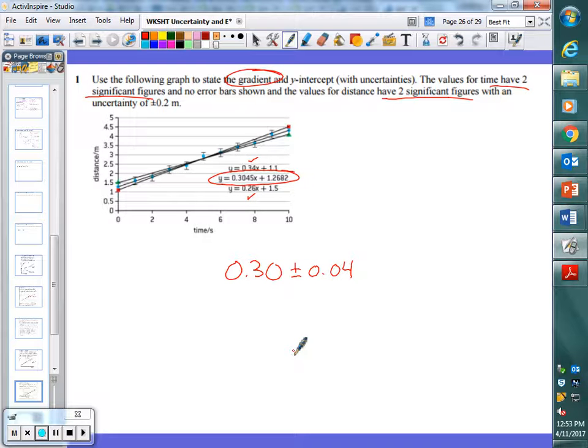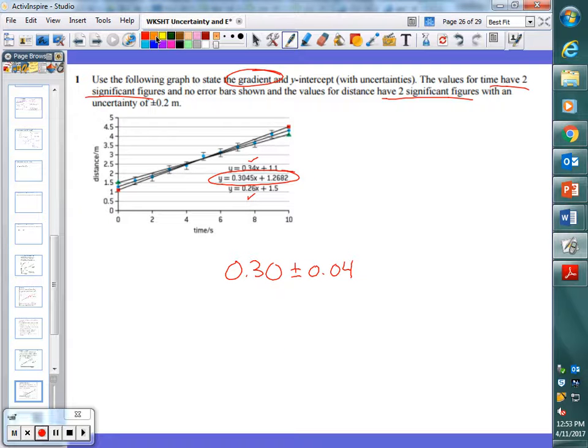Okay. Does that make sense? You okay with that, Clark? 0.3 is the middle, right? The steepest slope is 0.34. The shallowest slope is 0.26. So that's just a range of 0.04 up or down. Does that make sense? Yeah.